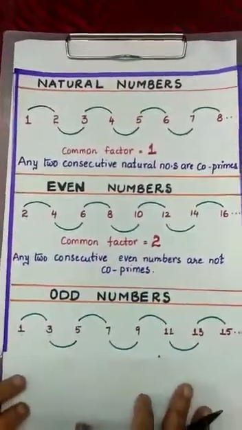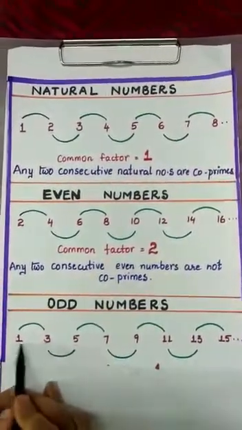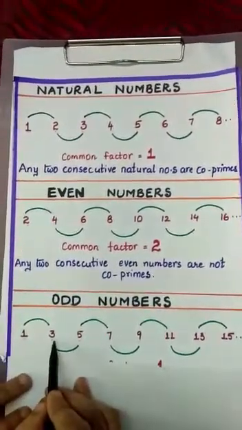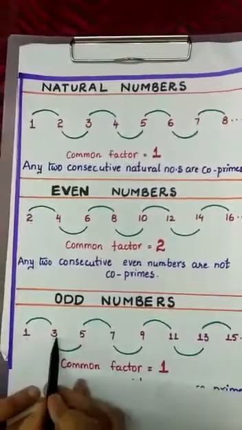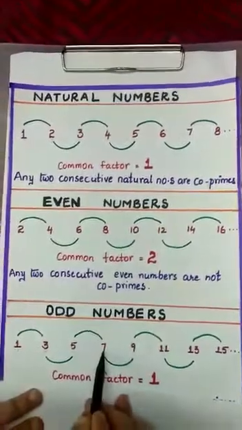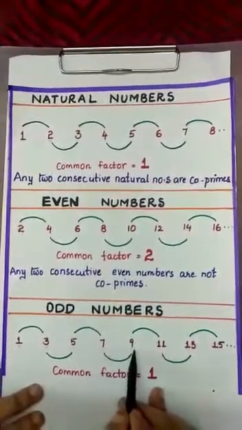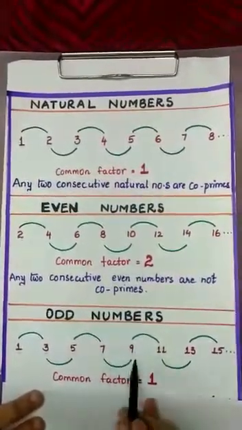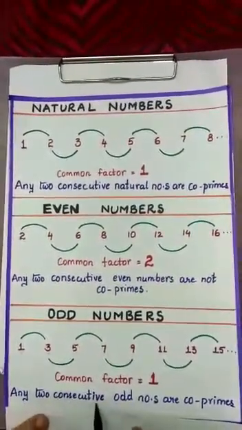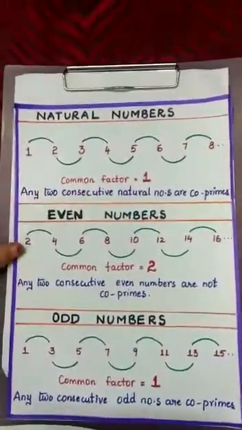When it comes to the odd numbers, 1, 3, 5, 7, 9, 11 and so on, take any two consecutive odd numbers. Factor of 1 is 1. Factors of 3 are 1 and 3. Common factor is 1. If you take 3 and 5, again the common factor is 1. If you take 5 and 7, common factor is 1. 7 and 9: 7 has factors 1 and 7, factors of 9 are 1, 3, 9. Here also we have common factor 1. So from this we can say any two consecutive odd numbers are always co-primes. This is a very important concept. You have to remember, children.